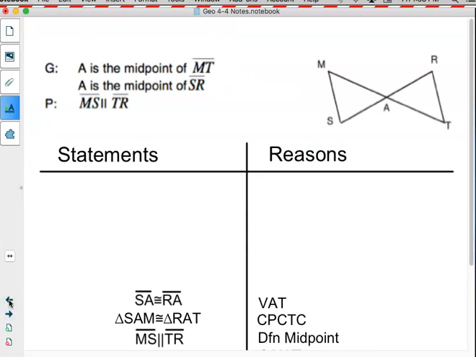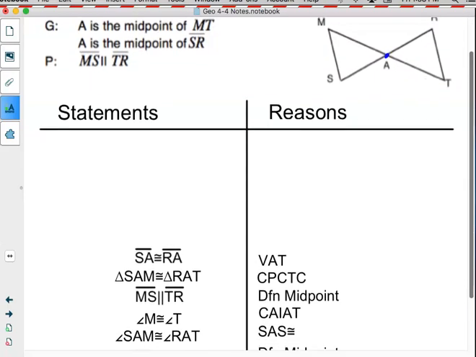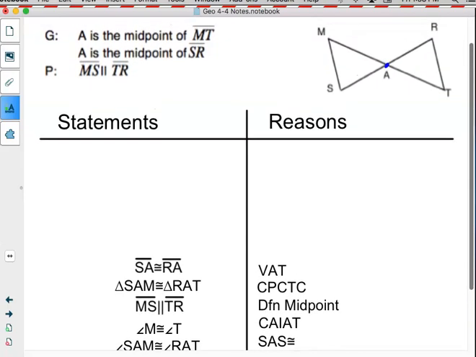A is the midpoint of MT and A is the midpoint of SR. So A is our midpoint of MT and SR. I've got to say some stuff about MA being congruent to TA and SA being congruent to RA because of the definition of midpoint. Then because it's in a bow tie look, I know I've got vertical angles, SAM and RAT, to deal with, that they'd be congruent. And we've got to prove the two triangles congruent. So shut me off right now and write the proof and see how well you do.